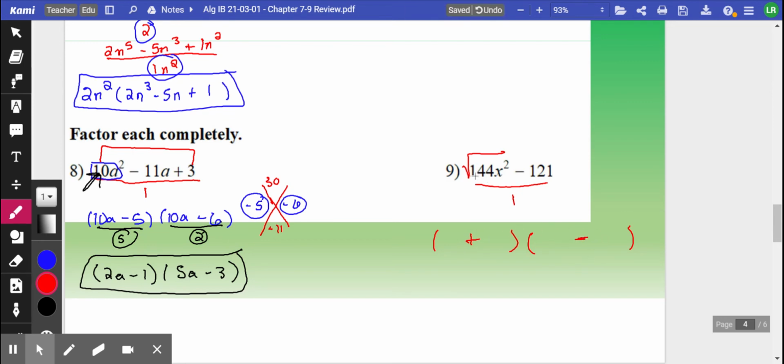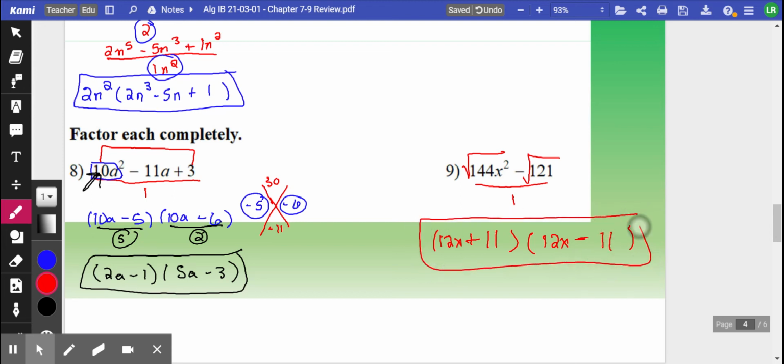So square root of 144x squared is 12x. So both these start with 12x. And square root of 121 is 11. So they both end in 11. That would be my factored form.